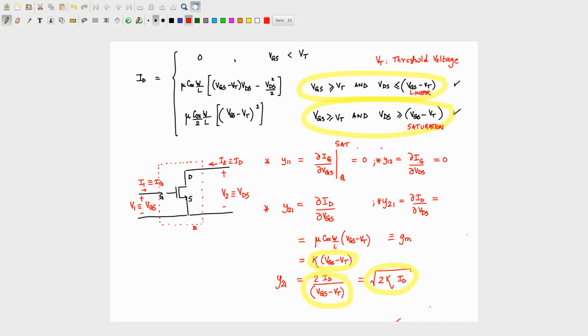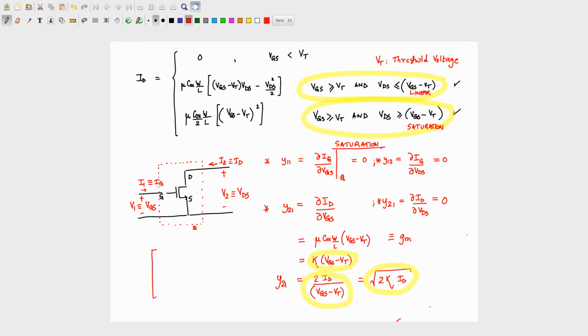All right, and finally, let me write out the final parameter, which is y22. y22 is ∂ID divided by ∂VDS, right? And this, as we are looking at it only in saturation, right? I'm looking at this in the saturation region.